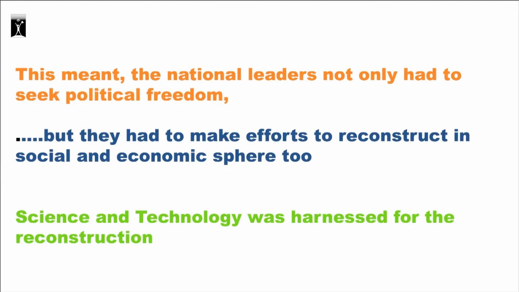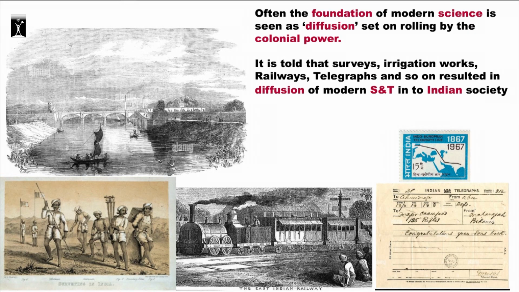It is in this context that the national struggle and the national leaders who were leading the struggle, who were seeking political freedom, understood that if you have to reconstruct social and economic India, you need to harness science and technology. Most of us might think, and we have been told by, let's say, our school textbooks and so on, that the foundation of modern science in India happened as a part of a diffusion. When the colonial powers established surveys, irrigation work, railway, telegraph, this resulted in a diffusion of modern science and technology. That's what we are usually told.